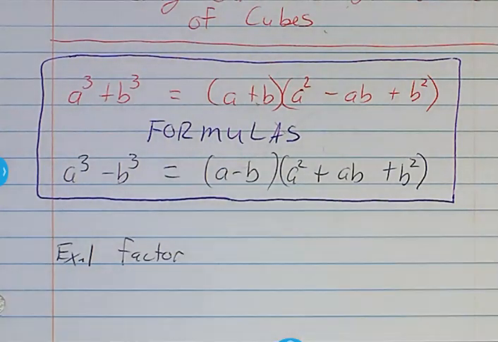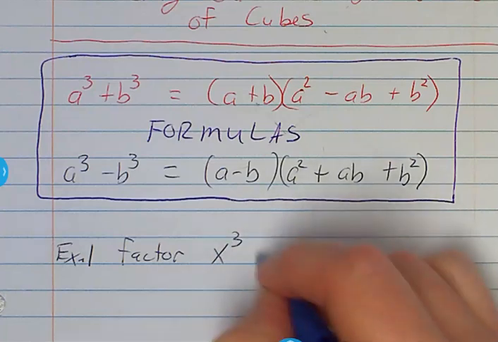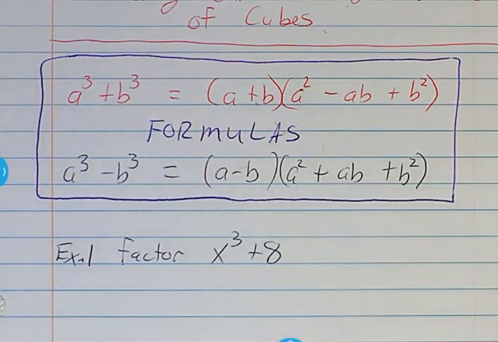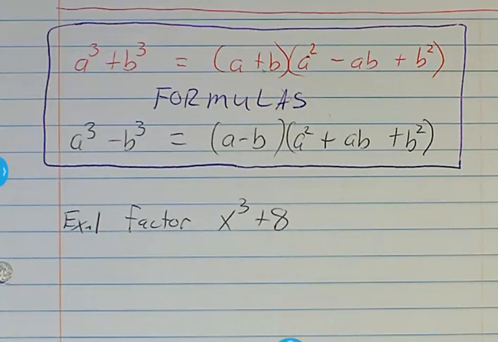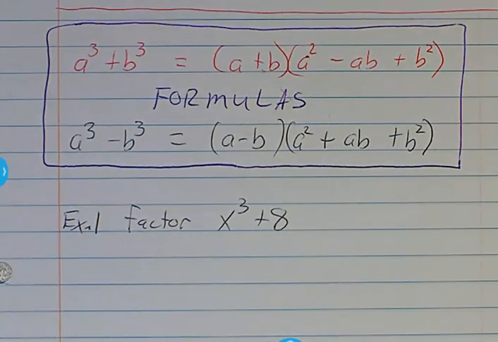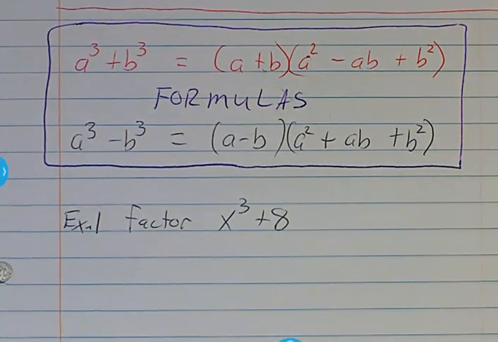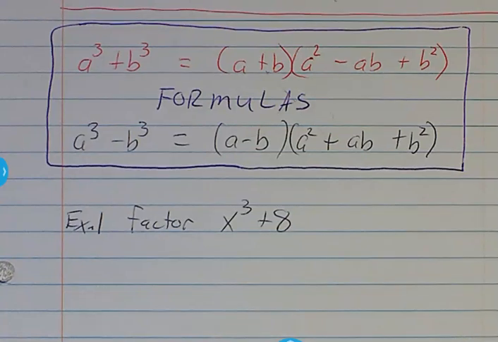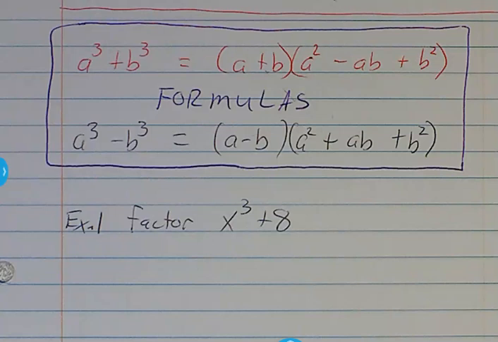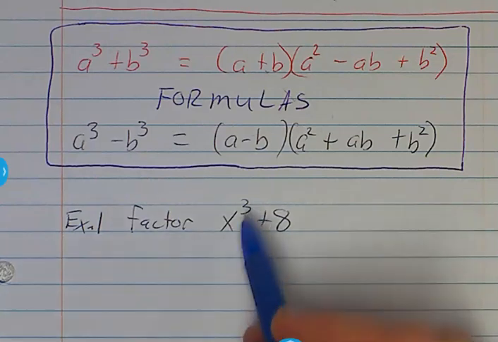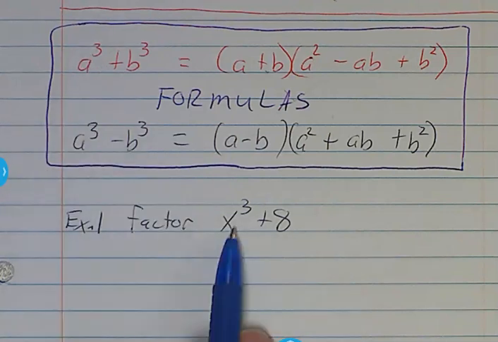So they'll say factor, and you'll have something like x to the third plus 8. Or they may say, like, find the sum or the difference of the cubes. Either way, it's still the same thing. Find it, factor it, whatever you want to call it, same thing. Okay, so this one is pretty straightforward, because instead of a to the third, we've got x to the third.